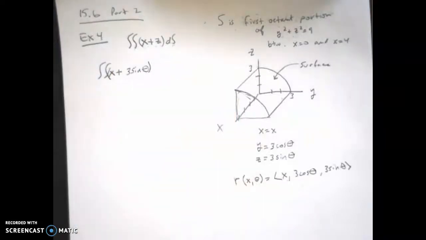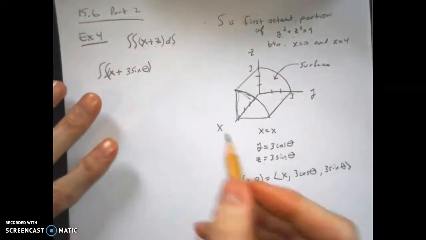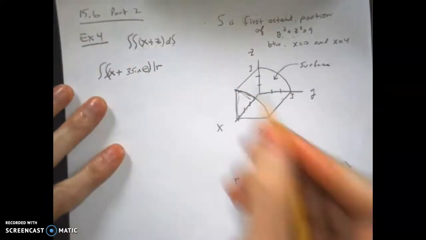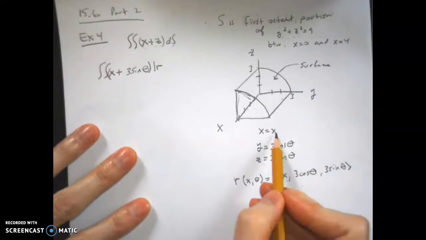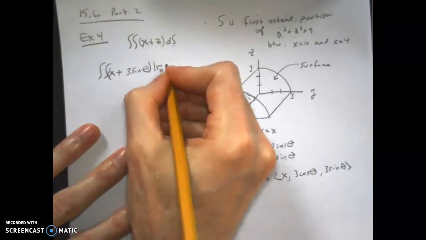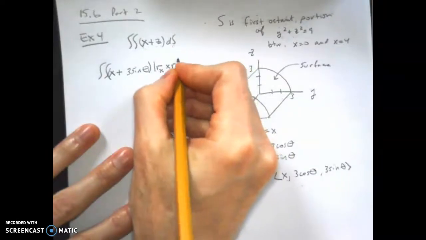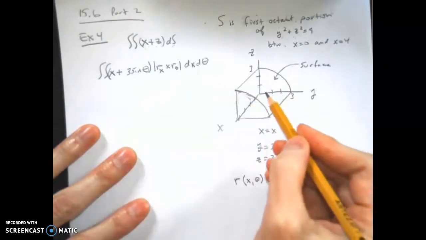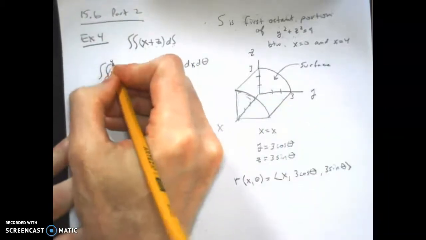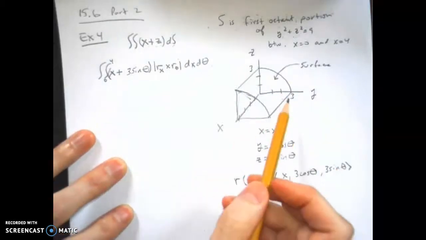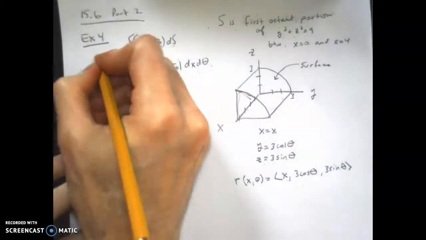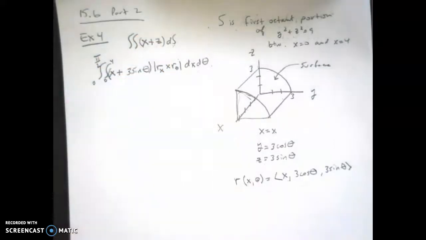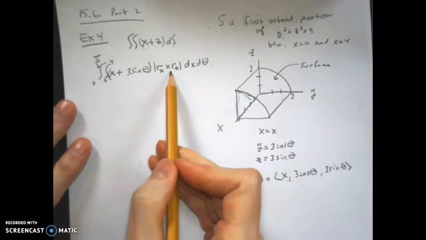And then the dS, remember, represents one tiny little parallelogram, one tiny section of our surface, which typically would be r_u cross r_v, but in this case it's going to be r_x cross r_theta dx d theta. This is nice because we know x goes from 0 to 4 and theta goes from 0 to pi over 2. We only want to go a quarter of the way around the circle. So we have to figure this out.